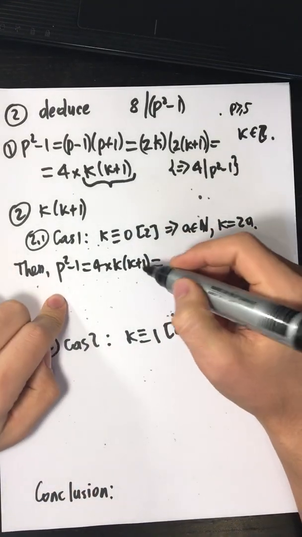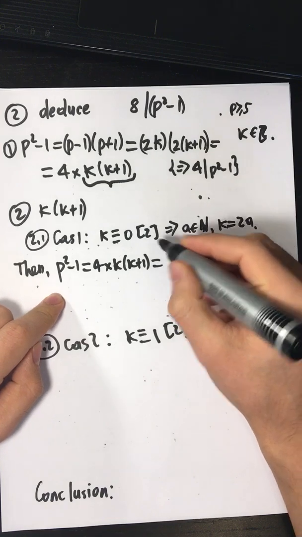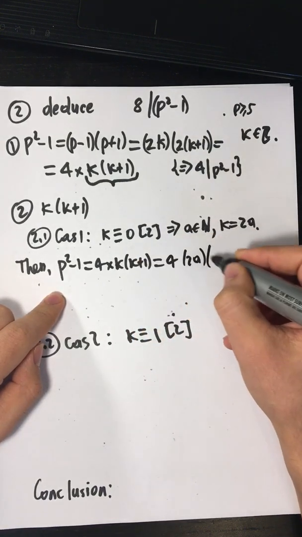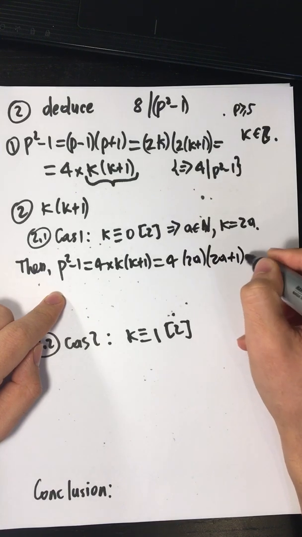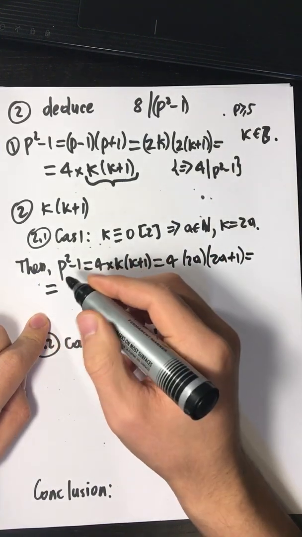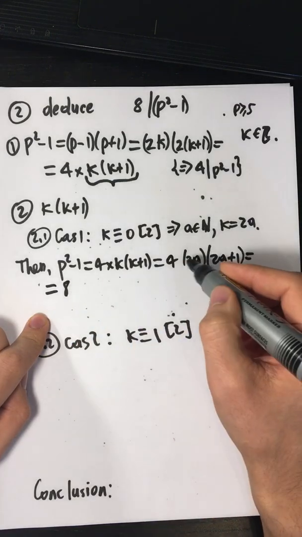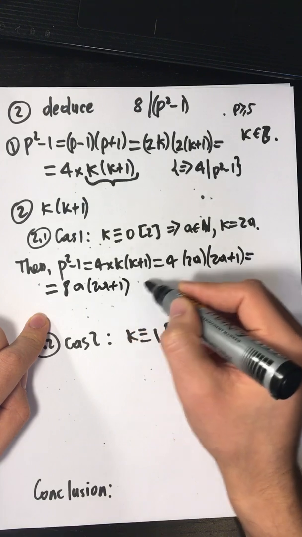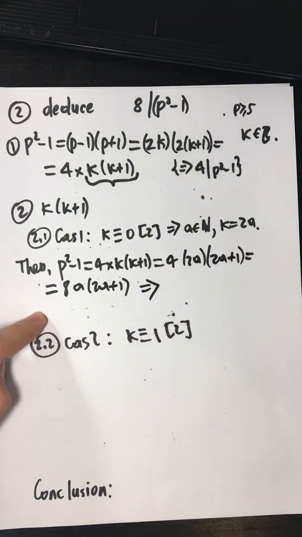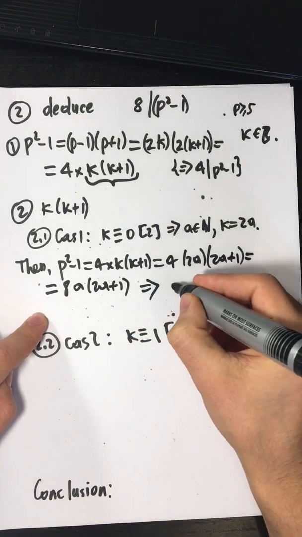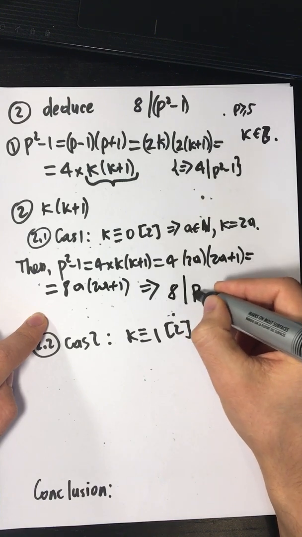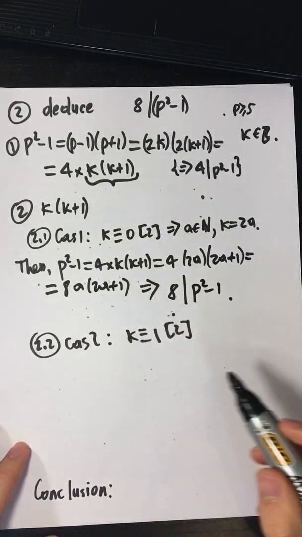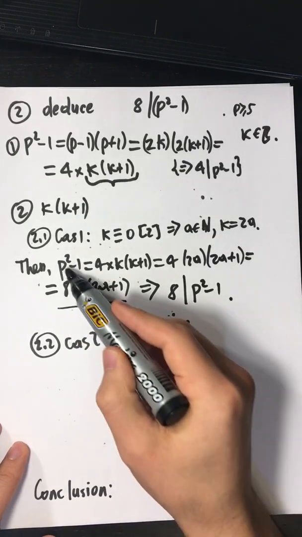My bad. And then here, look, in here, k is equal to 2a, and k plus 1 is 2a plus 1. And it means that it's 8 times a times 2a plus 1. From this you can say that 8 divides p square minus 1. You stop here because we have 8 here, because of this and this.